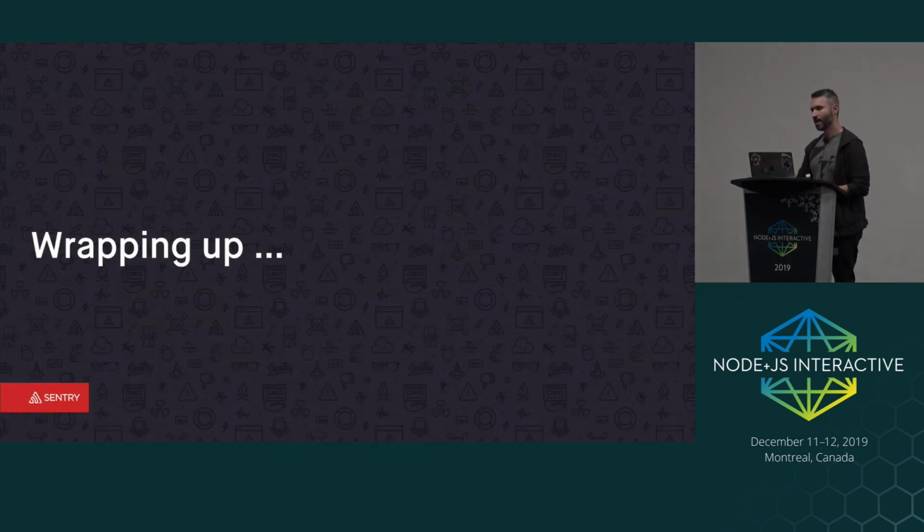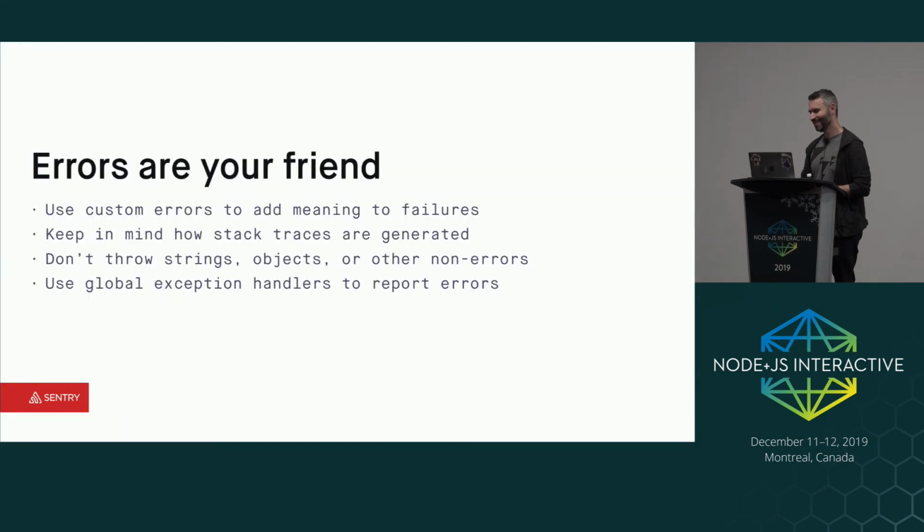So it's kind of like the end. What did we learn? That's a good question. I don't know. You can use custom errors to add meaning to failures if you're not already. You should keep in mind how stack traces are generated, because if you're logging them, you might have a better idea now of why it has this shape and where the error occurred from. Don't throw strings, objects, or other non-errors because you'll find yourself in a very problematic situation where you don't know what's going on. And you can use global exception handlers to report errors if you want to.